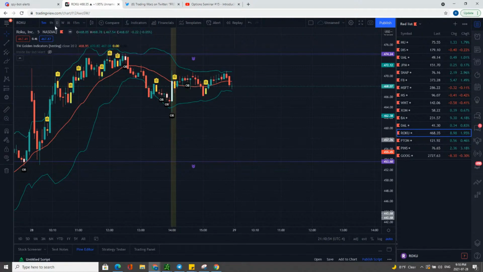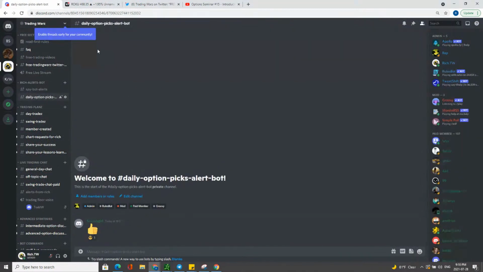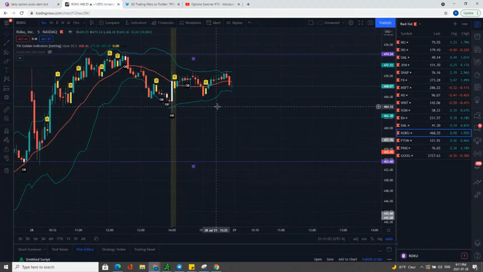So the whole point of this bot, this one right here, is to basically give you the notifications when it happens, so then you can go back to the chart that you want. Let's say you get an alert on Peloton tomorrow, and then you can look at it and figure out what you want to do. You see what I mean, guys?